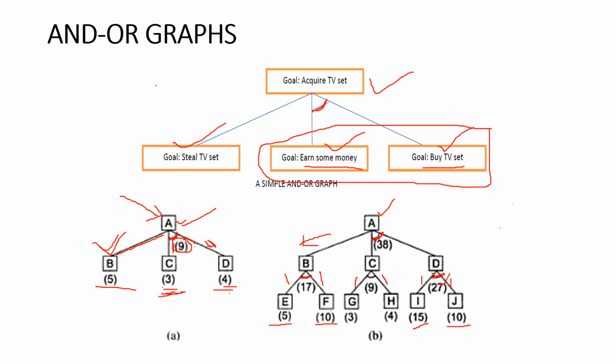Then solving this, we can see that for solving C, we need 9. And for solving D, we have 27. So 27 plus 9, that is 36. Then here g of n will be 1, here g of n will be 1. So total 38. 36 plus 1 plus 1, that is 38. But when solving B, we need only 17 plus 1, that is 18. So we can select B. B has the lowest cost.